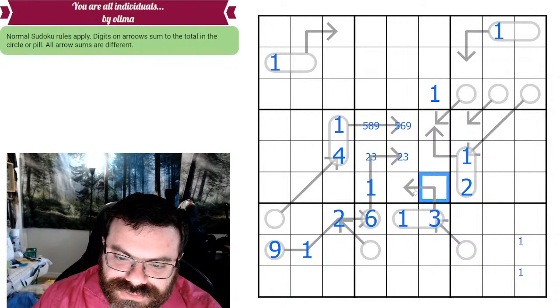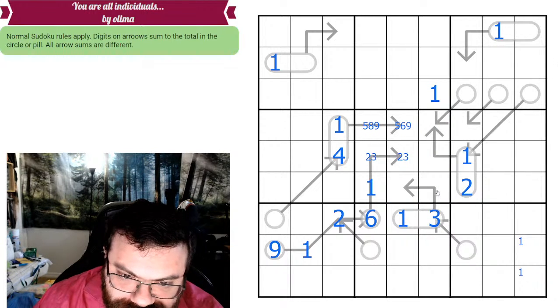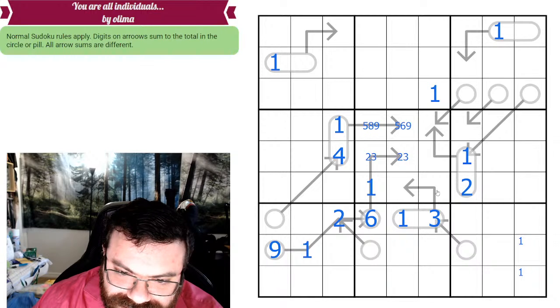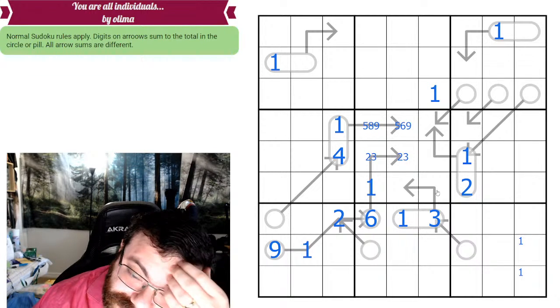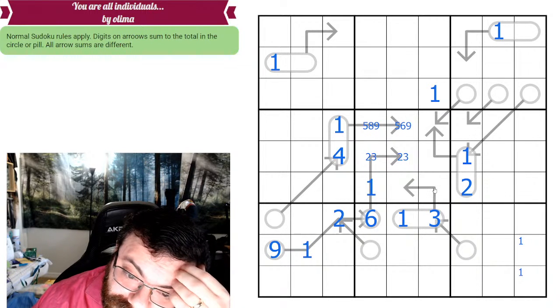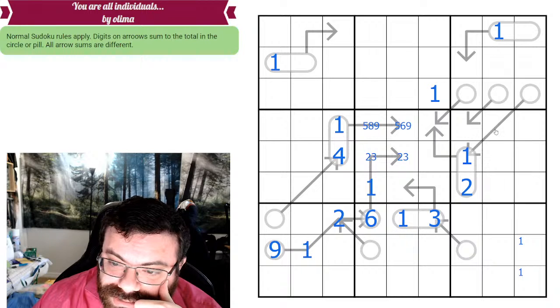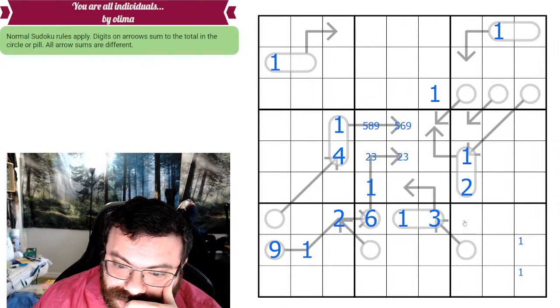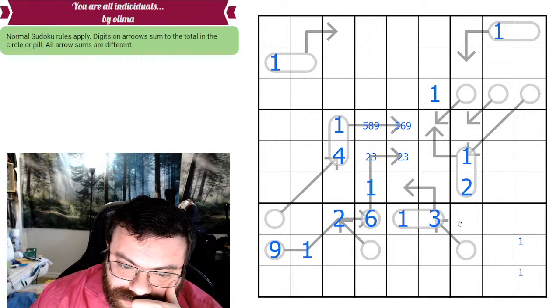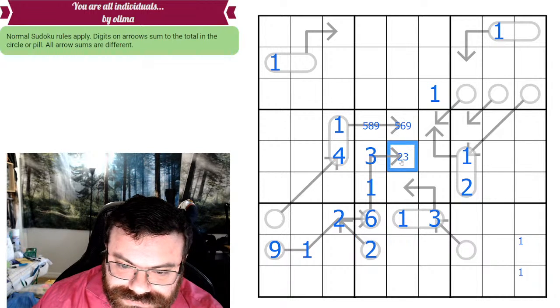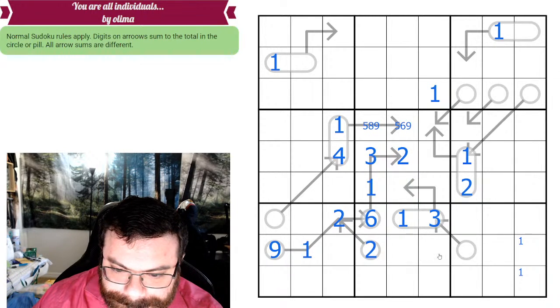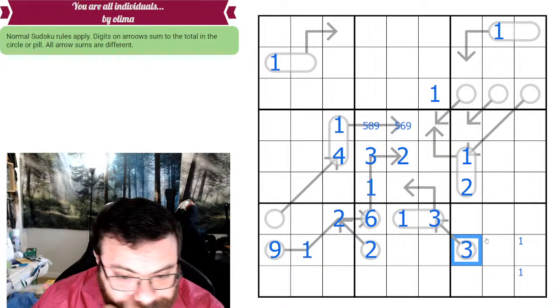Oh, where does the 4 go? The 4 could be 4, 8, or 4, 9. Would 4, 8 be bad? No. I'm not sure. There's probably something easier to look at. This is a 2. For example, this is a 3.